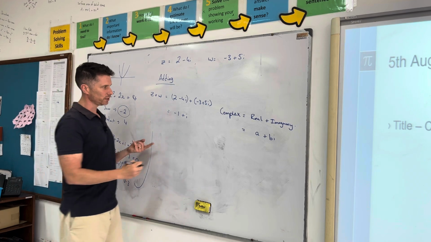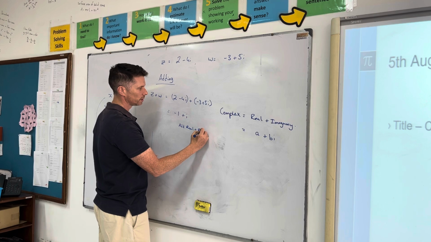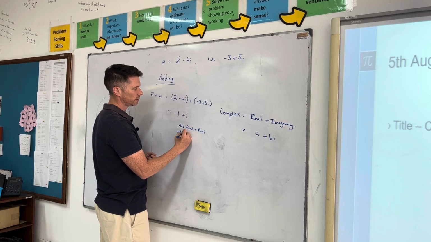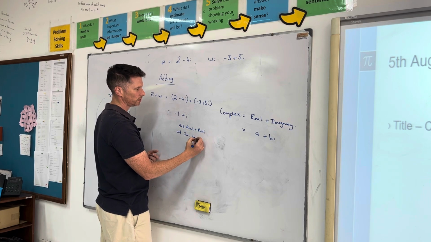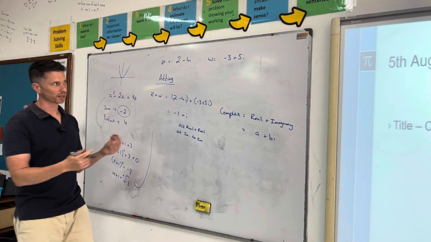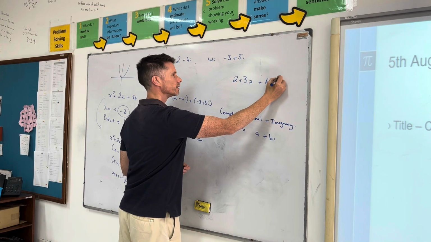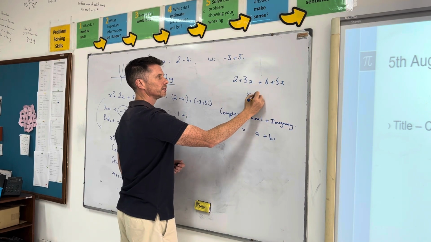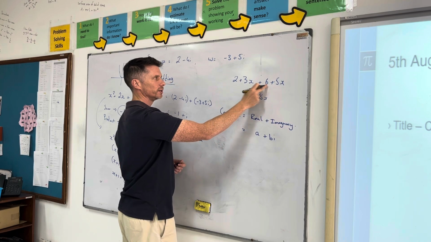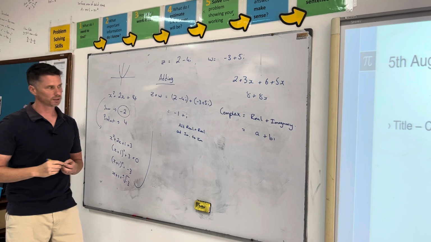So you add the real to real and imaginary to imaginary. It's a bit like dealing with 2 plus 3x plus 6 plus 5x. You go, well, that's 2 and 6 is 8, and that's 8x. So you add the real bits and these bits together. It's like terms, if you want.